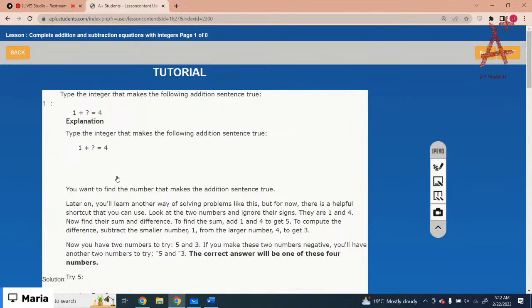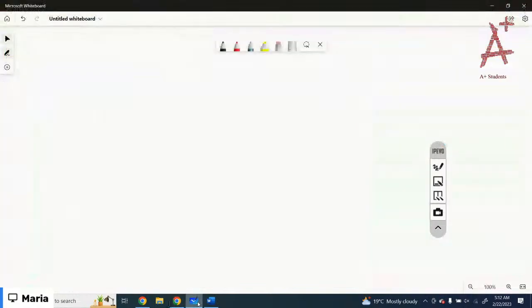Okay, just listen to me carefully. We are in grade 7, so we know that opposite to addition is subtraction. 1 plus the missing number equals 4. Let's do it in an easier way. You have to subtract 1 from both sides. Got it? It would be 1 minus 1 plus missing number equals 4 minus 1. 1 minus 1 would be 0, and here you are left with the missing number, and 4 minus 1 is 3. That means the missing number is 3. Got it?